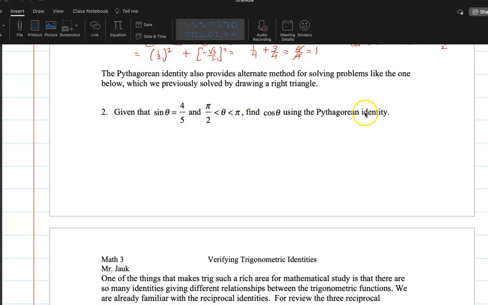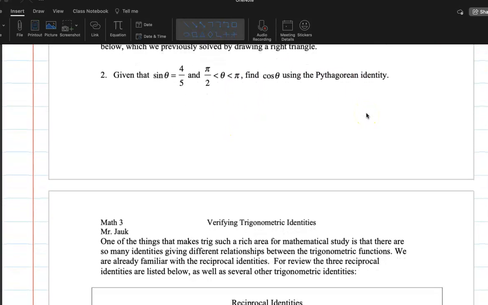But now, using the Pythagorean identity: sine squared theta plus cos squared theta is equal to 1. Now, what is your sine theta? It is equal to 4 over 5. Sine theta as a whole is 4 over 5, not the angle. So you do 4 over 5 squared, plus cos squared theta is equal to 1. Now you solve for cos.